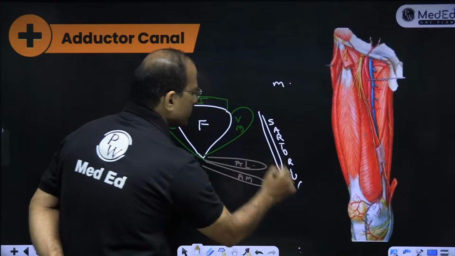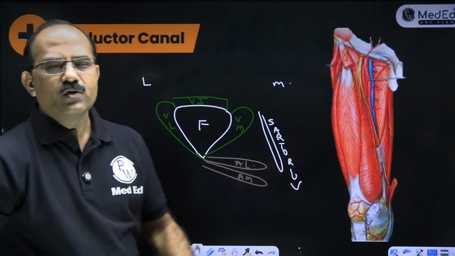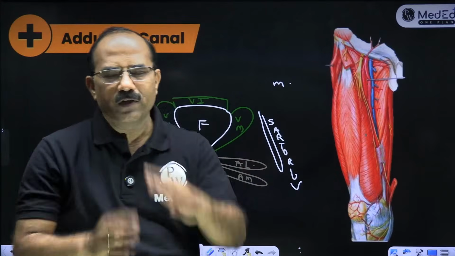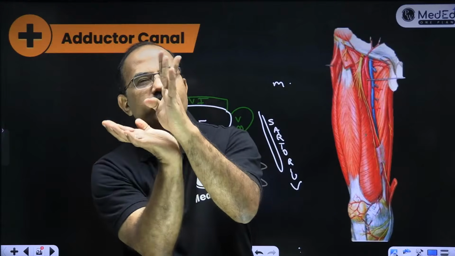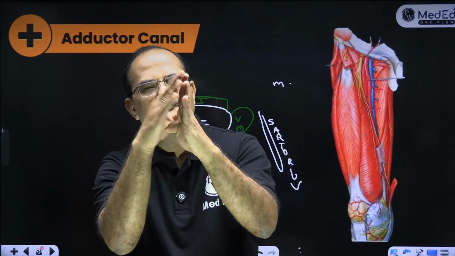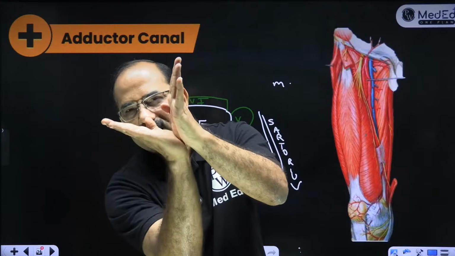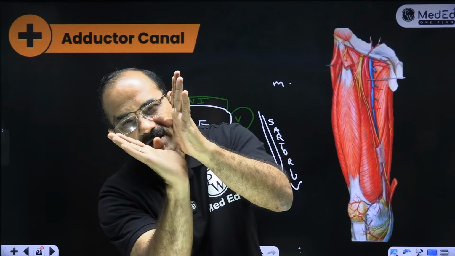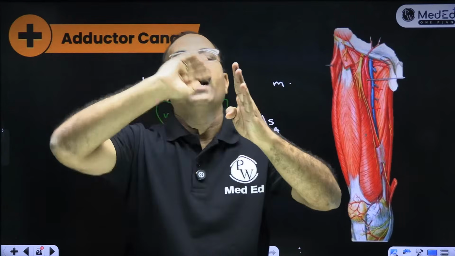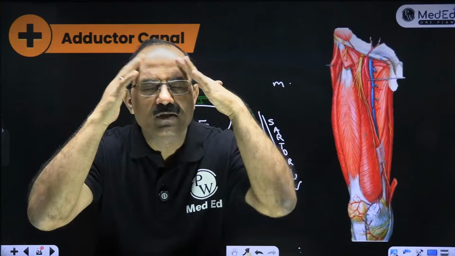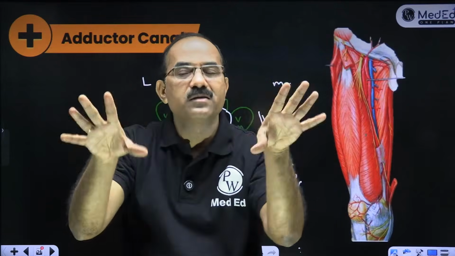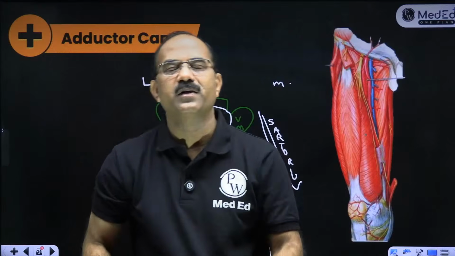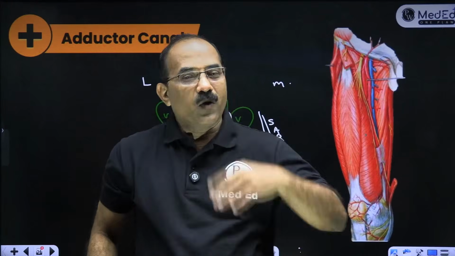Did you understand, children? So it is like this. See your medial aspect of thigh. Which muscle is this? Vastus medialis. Who is below? Adductor longus in the upper part, adductor magnus in the lower part, and the roof is formed by the sartorius. Just remember this much. This is adductor canal. It's very simple. What are the contents of adductor canal?